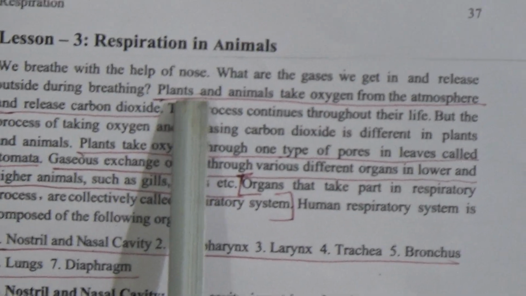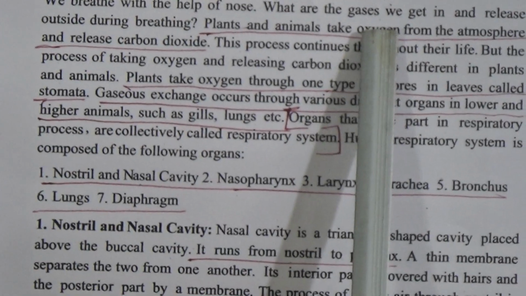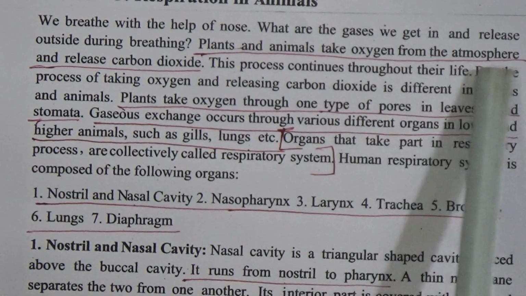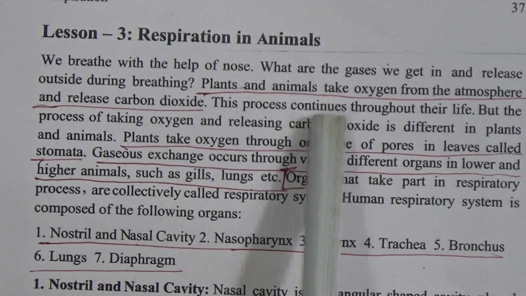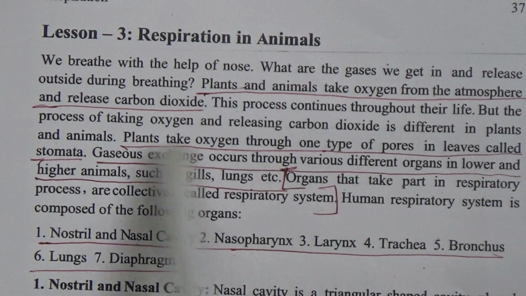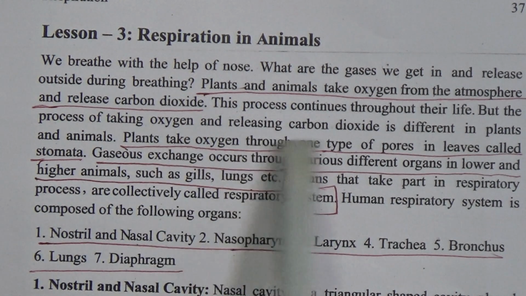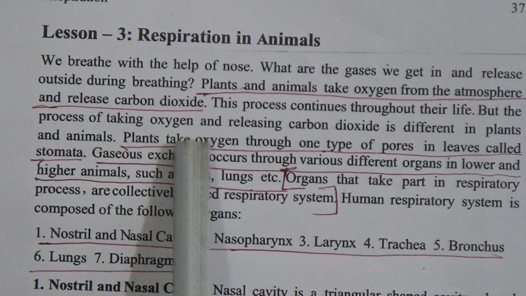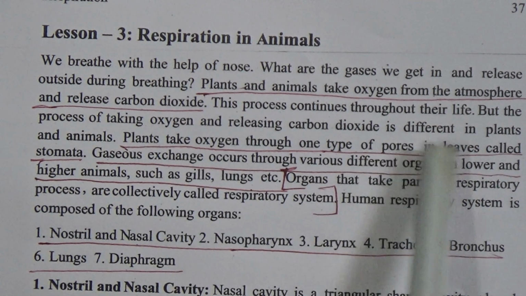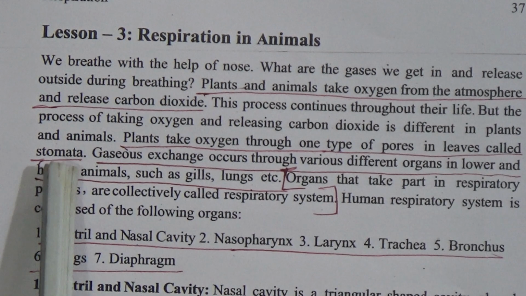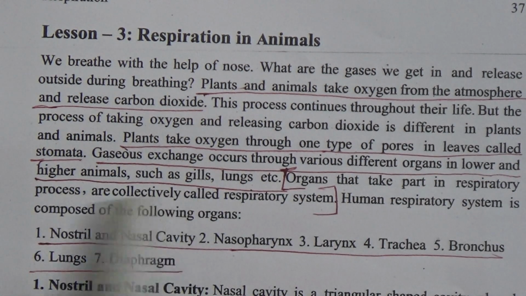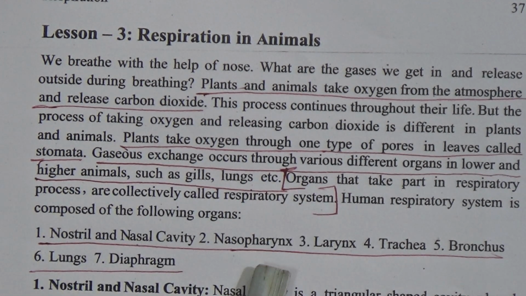Now, respiration in animals. We breathe with the help of the nose. What are the gases we take in and release during breathing? Plants and animals take oxygen from the atmosphere and release carbon dioxide. This process continues throughout life, but the process of taking oxygen and releasing carbon dioxide is different in plants and animals. Plants take oxygen through one type of pores in leaves called stomata. Gaseous exchange occurs through various organs in lower and higher animals, such as gills, lungs, etc.